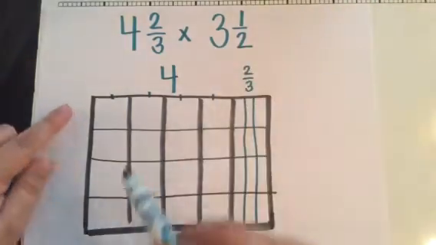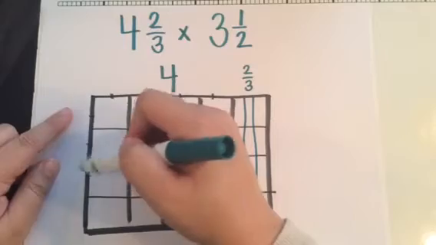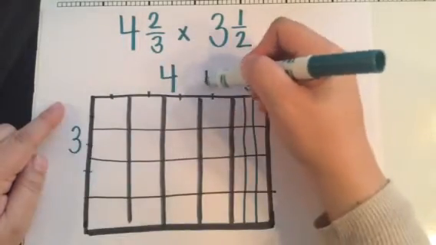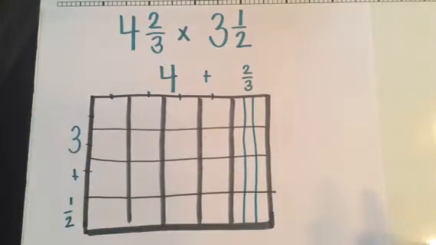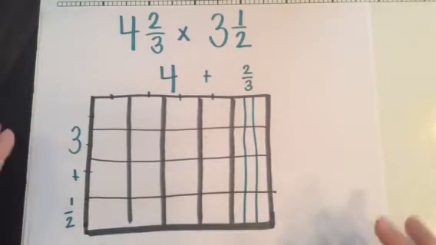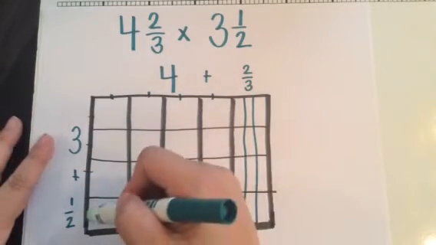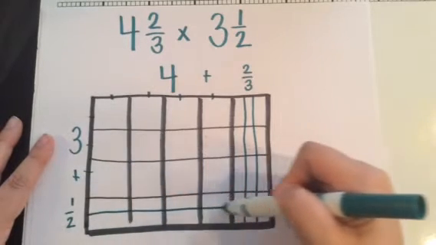And then over here is where I'll show 3 and 1/2. So we'll use 3 holes for the 3. And that's plus 1/2 when we decompose. So I will split this last rectangle, or these last holes, in half to be able to represent the 1/2.